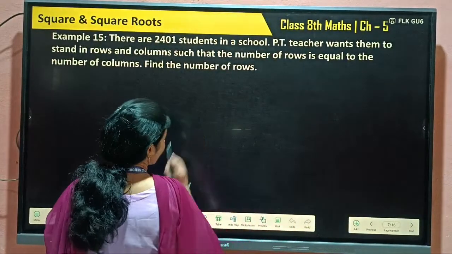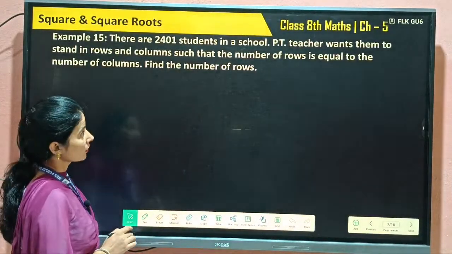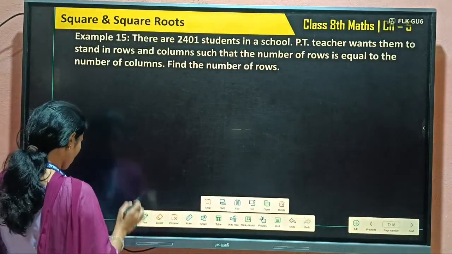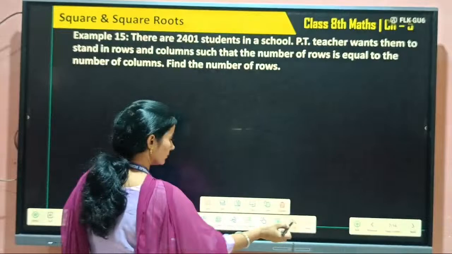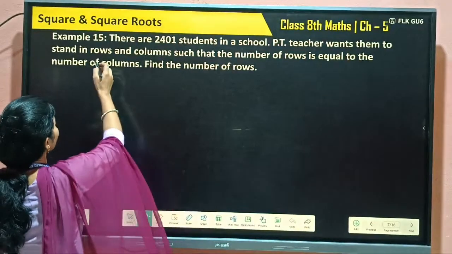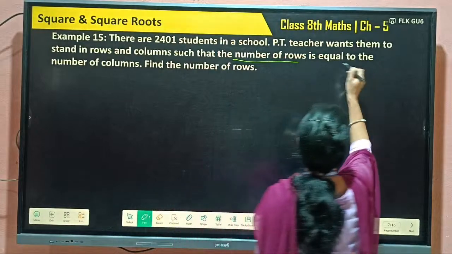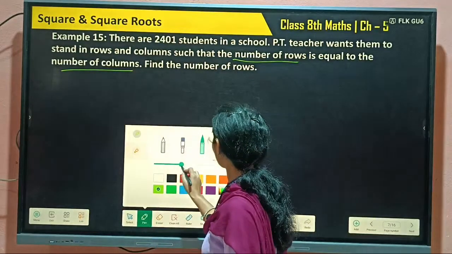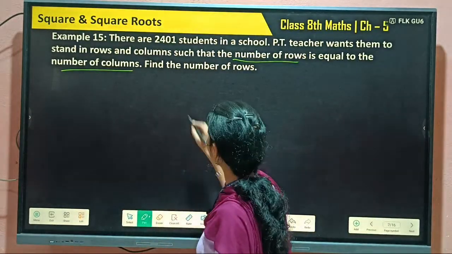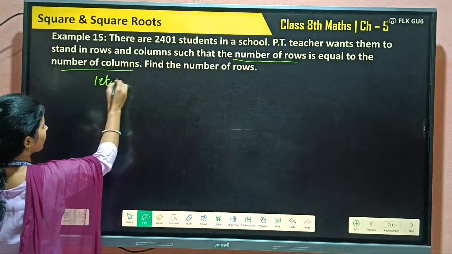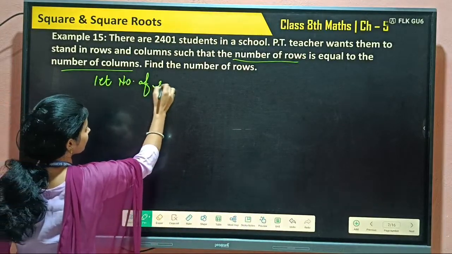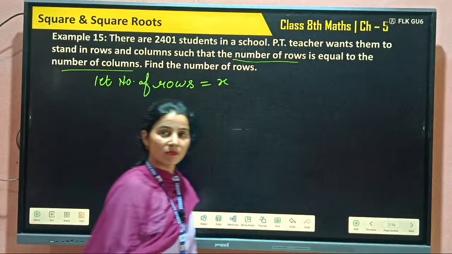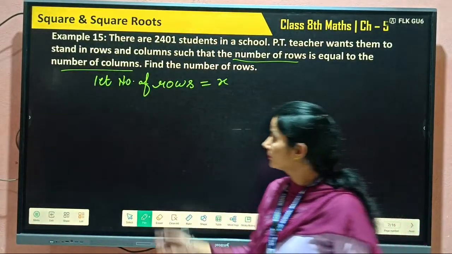Let us see two or three examples we have already discussed related to this situation. Let us see what he wants to say. The number of rows must equal the number of columns. Let us consider the number of rows as x. If the number of rows equals the number of columns, then the number of columns will be x.